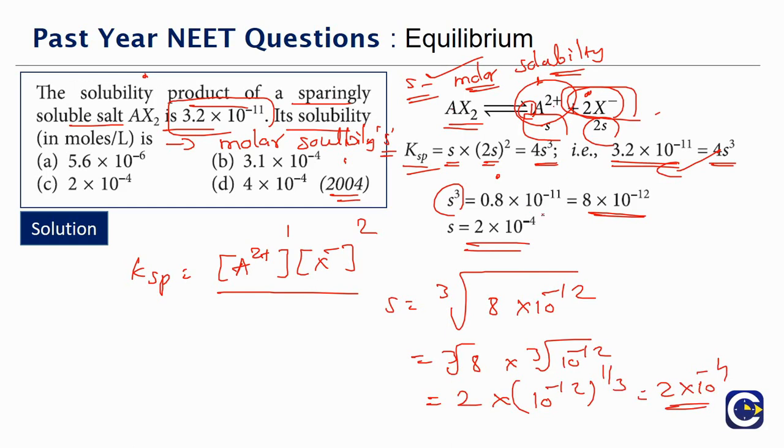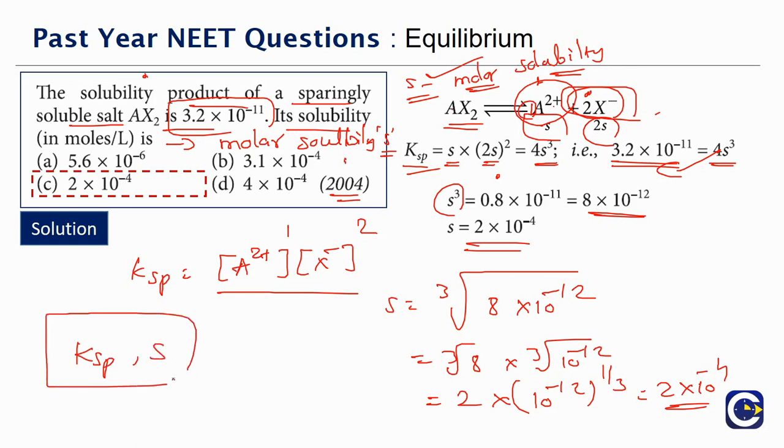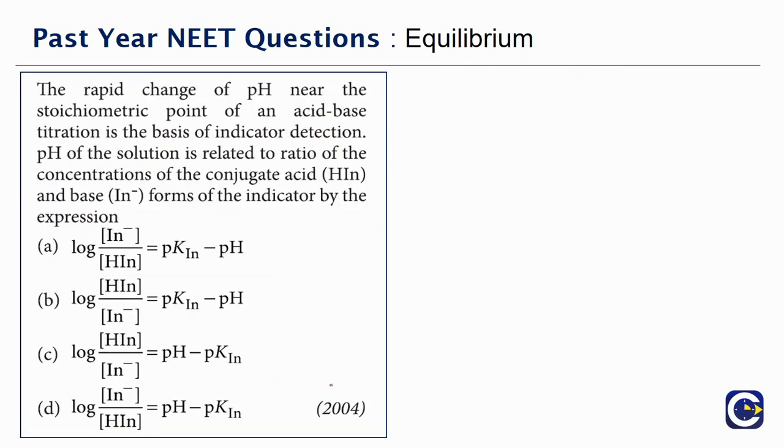This is a straight formula question. So depending upon the salt type, we'll have a particular relation between the solubility product Ksp value and molar solubility S. So quite often we see these kind of questions in the NEET. Next we have another formula question.